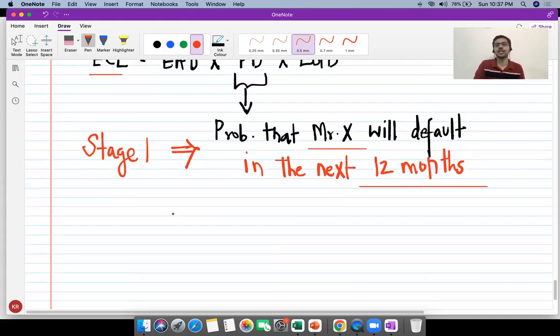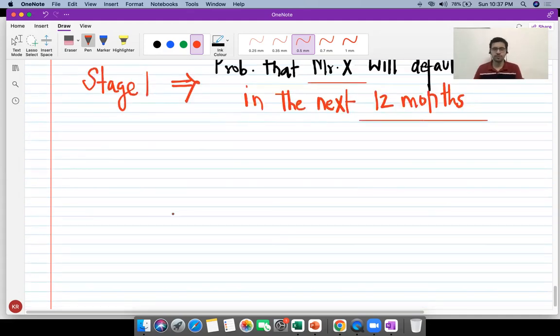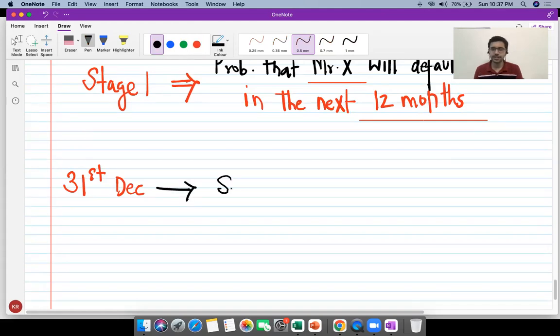If, let us say, an exposure moves to stage 2, all right, say on 31st of December, I believe that there is a significant increase in credit risk.